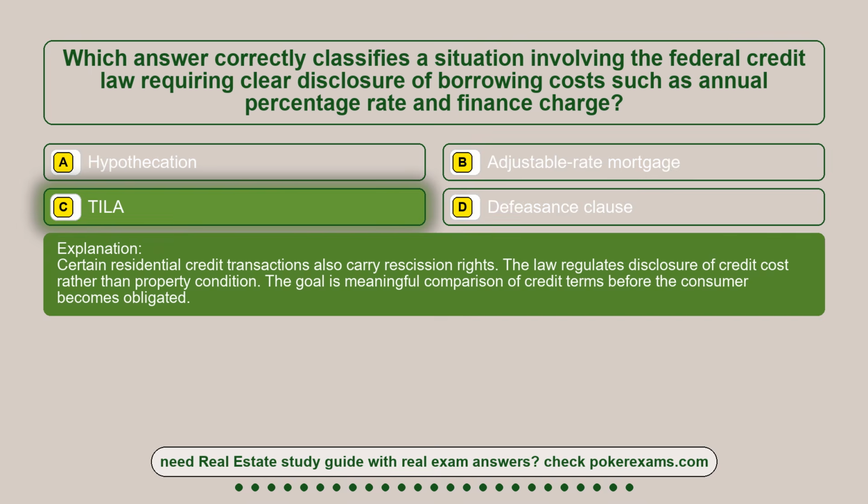Certain residential credit transactions also carry rescission rights. The law regulates disclosure of credit cost rather than property condition. The goal is meaningful comparison of credit terms before the consumer becomes obligated.